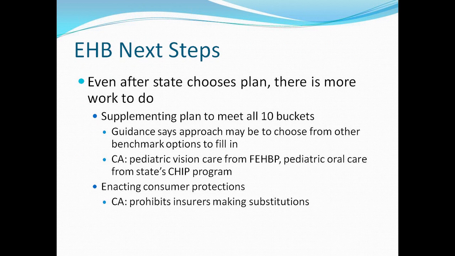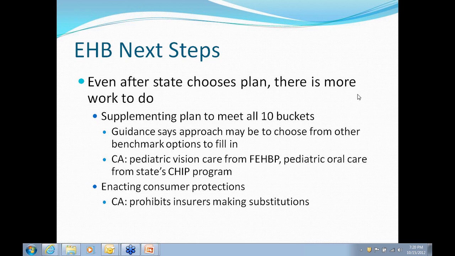So there are a few steps. After a state actually chooses the plan, there is work still to be done. They may need to supplement the plan to meet all 10 buckets. You may recall from our earlier work that there are 10 buckets outlined in the Affordable Care Act that must be included in the essential health benefits. The plan that the state chooses may not automatically cover all 10 buckets, and so the state would have to supplement. The guidance outlines an approach that states may take to do that, and that is to look at some of the other benchmark options and see if, for example, they cover pediatric oral or vision, and borrow from that plan to make their EHB selection whole.